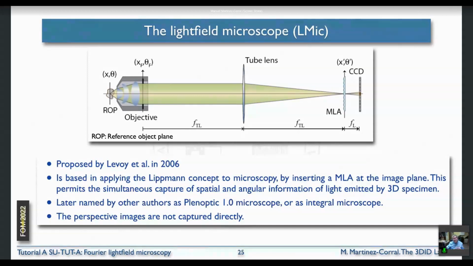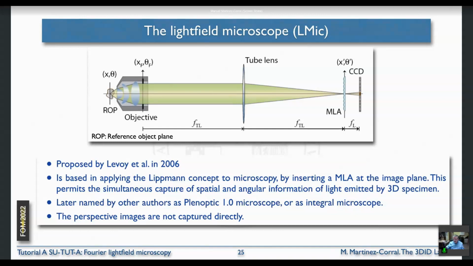And in that way, as I showed you before in the Plenoptic camera, you can collect spatial information. For example, in this case, all the rays passing through this point in fact proceed from the central point of the object, and the pixels are collecting the angular information: different pixels, different angle. This microscope was later named the Plenoptic microscope or integral microscope. And as I explained before, perspective images are not captured directly.